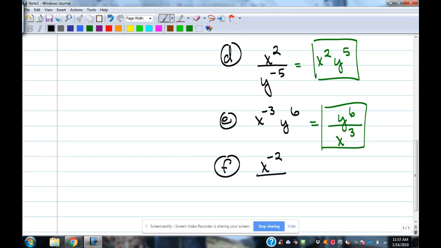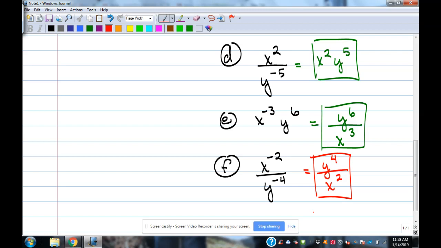X to the negative 2 over y to the negative 4. So these are both negative. So that means both of them need to do what? Move. Where does the x go? To the bottom, and it changes to be positive x squared. And what goes to the top? The y becomes y to the positive 4.